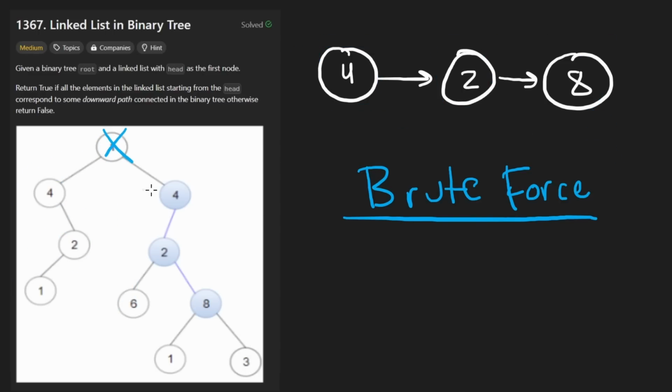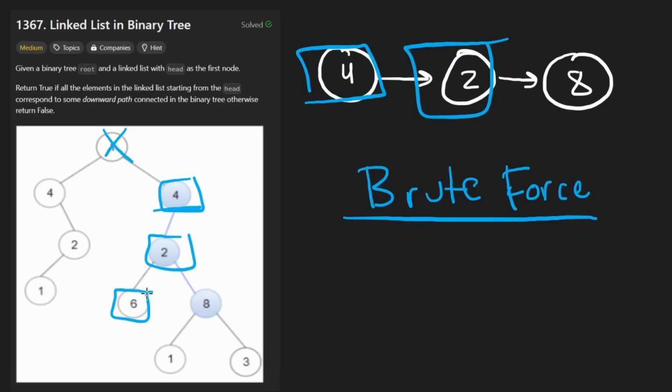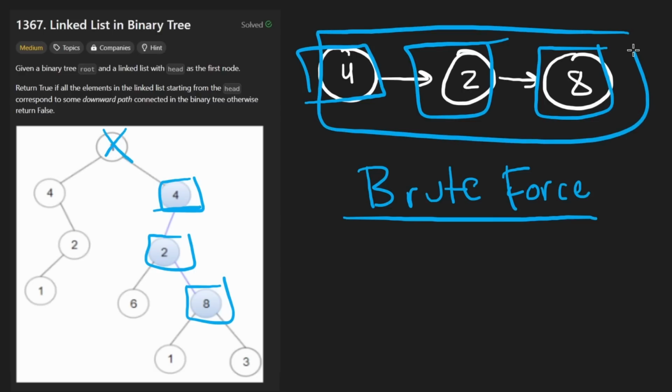Let's try it on the right side. Okay, we got a 4, that's good. We go left, okay, we got a 2, that's good. Okay, we go left, that's 6, that's not good, not what we want. Okay, now let's go right. Okay, we have 8 here and we have 8 here, and now we're done. This is the solution. We found it, return true.